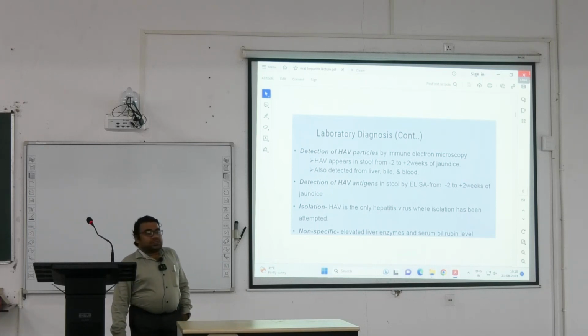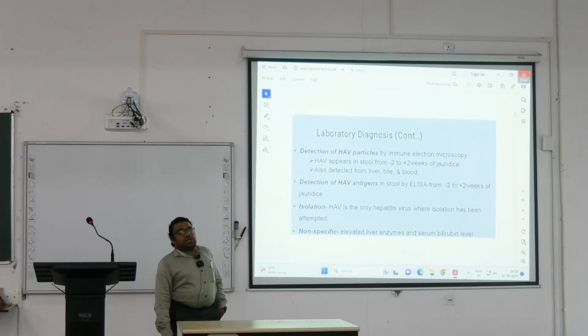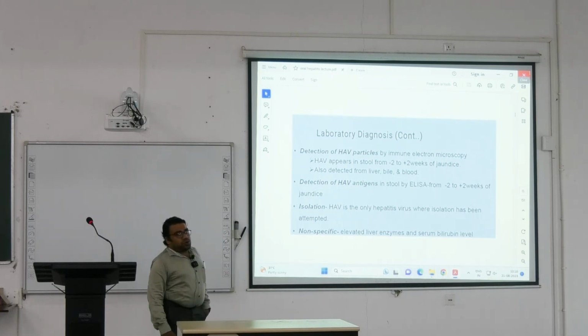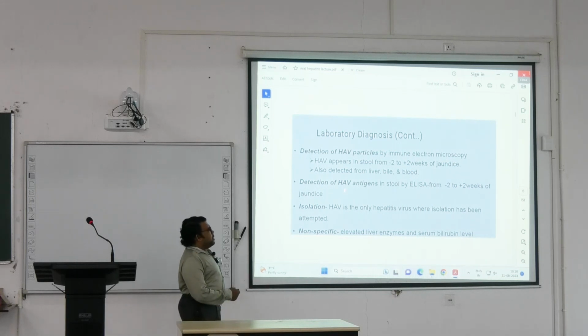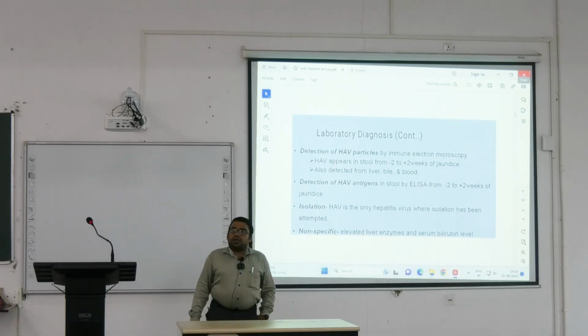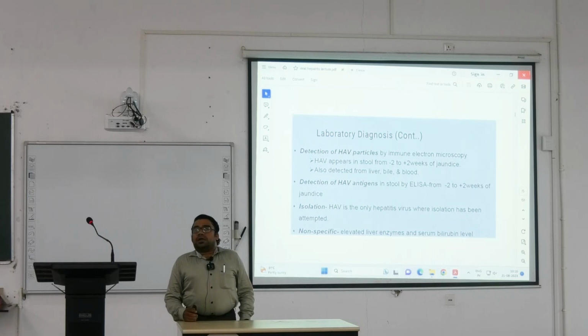Other methodologies include detection of hepatitis A virus particles by immune electron microscopy, and this virus can be detected about 2 weeks before to 2 weeks after jaundice. Where will we look for this virus? In the fecal matter. Other than that, we can also detect the hepatitis A virus antigen in the stool. This is the direct diagnosis. Other ancillary diagnosis will be estimation of the liver function test, which will reveal elevation of the hepatic enzymes and elevation of the bilirubin.